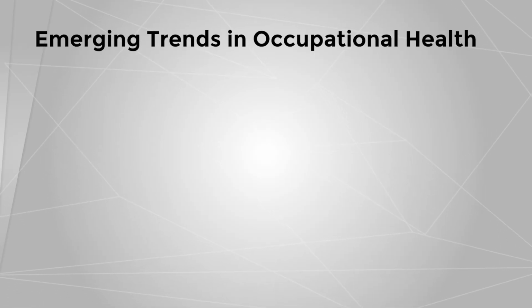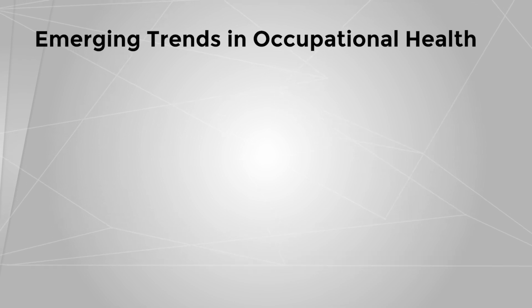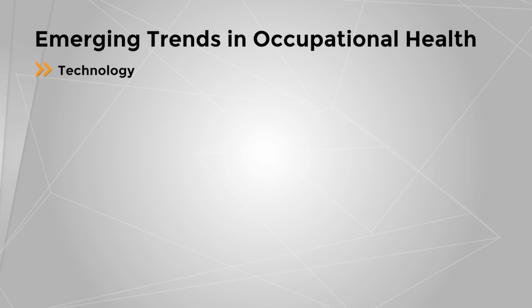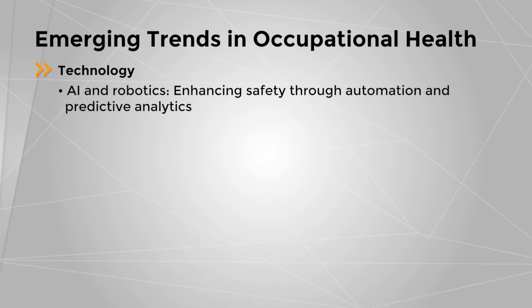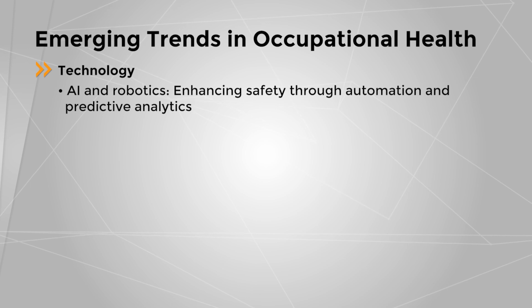Then we find that with the emerging trends and emerging technology, there are newer occupational health hazards which are coming up. With technology, particularly with artificial intelligence and robotics, there are both negatives and positives. First, we talk about the positives. The positives is that because of artificial intelligence and robotics, there is enhanced safety through automation and predictive analytics. We find several equipments now which give pre-warning that a fall is going to happen, or there are wearable devices which will monitor workers' health in real time.